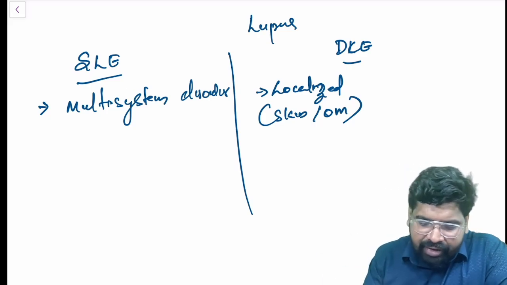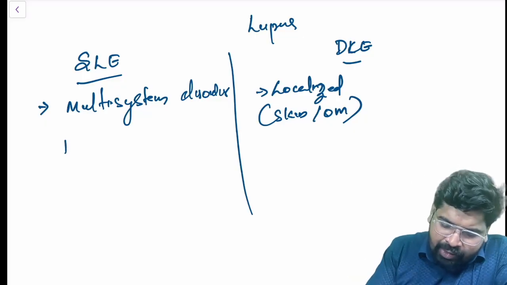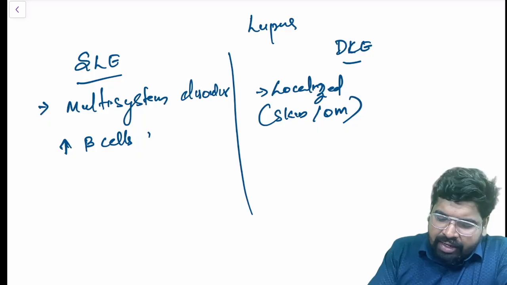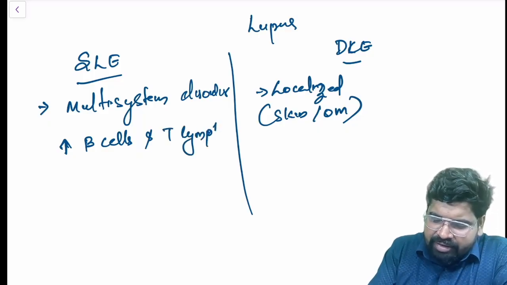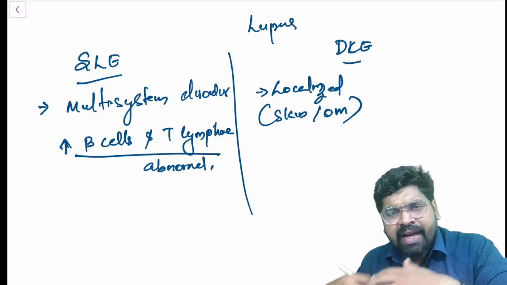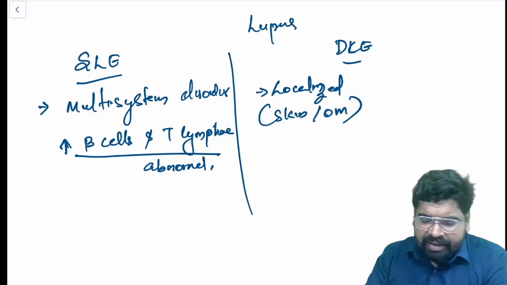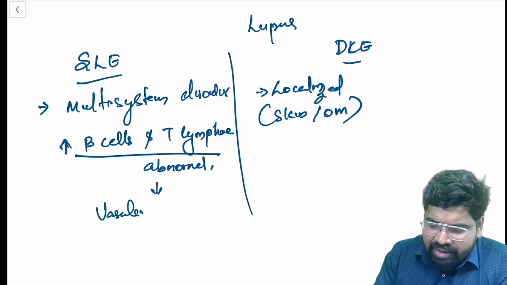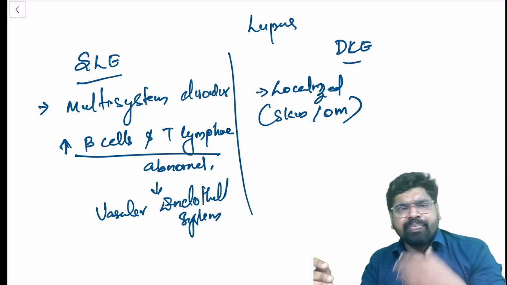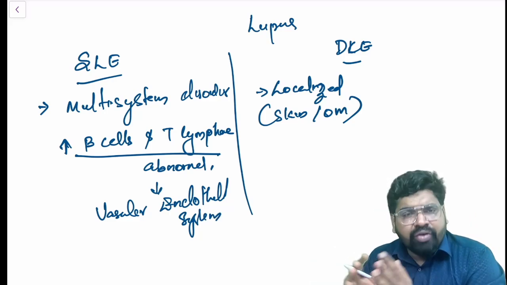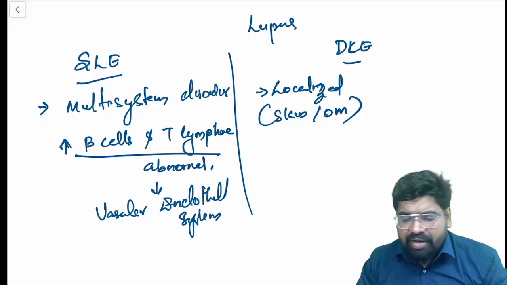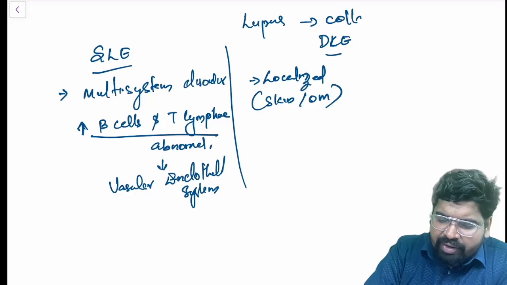Now, what really happens in lupus erythematosus? There is an increased activity of B cells actually, your B lymphocytes and T lymphocytes. These lymphocytes are acting abnormal. They attack most of the blood vessels, the vascular endothelial systems. They can attack your renal endothelial systems, and most of the endothelial or vascular system is affected. So lupus is considered a collagen vascular disease.